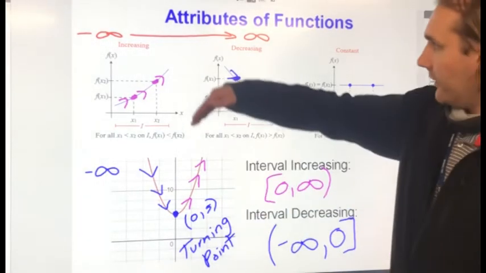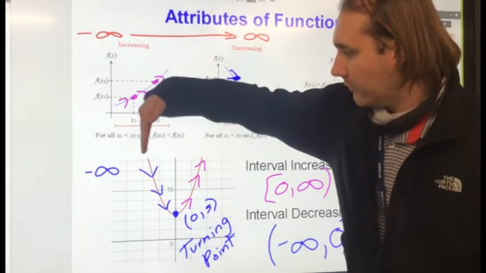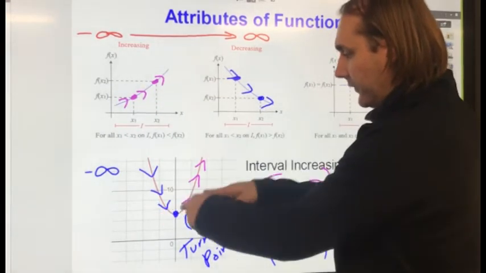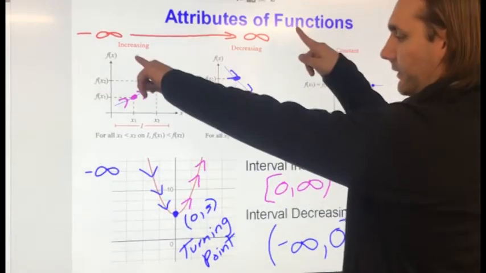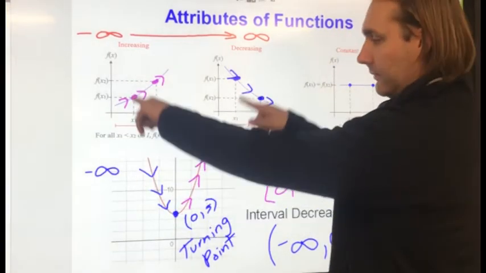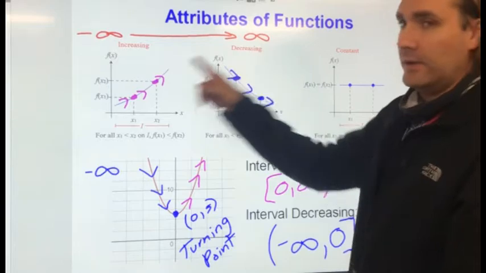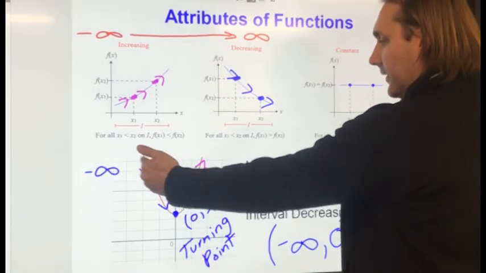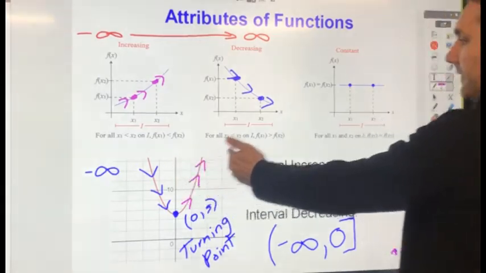So the most important thing with increasing and decreasing is to remember you're reading from left to right. It looks like my graph is increasing, right? If you start at the vertex and go out like this, both sides are increasing. But that's not how you should be reading this. You should be reading it from left to right. And I see here it is decreasing, stops at the turning point, then increases.